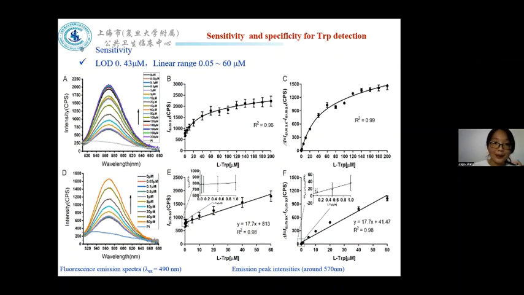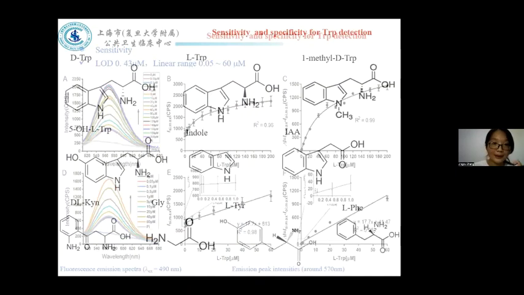Furthermore, we evaluate the sensitivity of our nanosensor for tryptophan detection and determined it as 0.43 micromole, and the detection linear range lies in 0.05 to 16 micromole per liter.